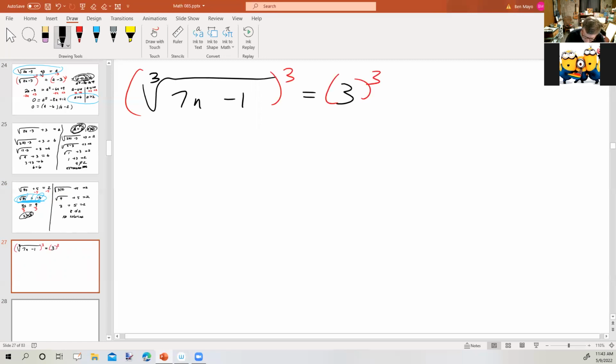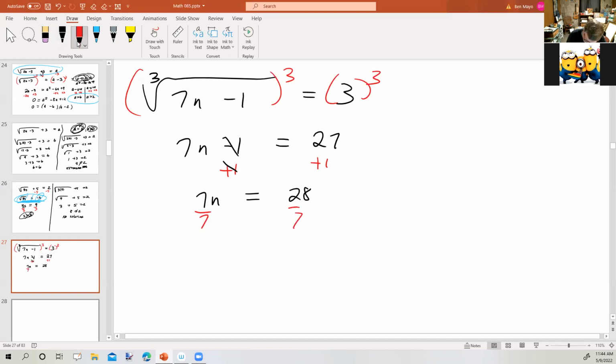The cube root of 7n minus 1, the quantity cubed, becomes 7n minus 1 because the cube root and the cube undo each other. On the right side, 3 cubed is 27. So here's our equation without the radical. I'm going to add 1 to both sides. So I get 7n equals 28. I'm going to divide both sides by 7. N equals 4. And let's check our work.